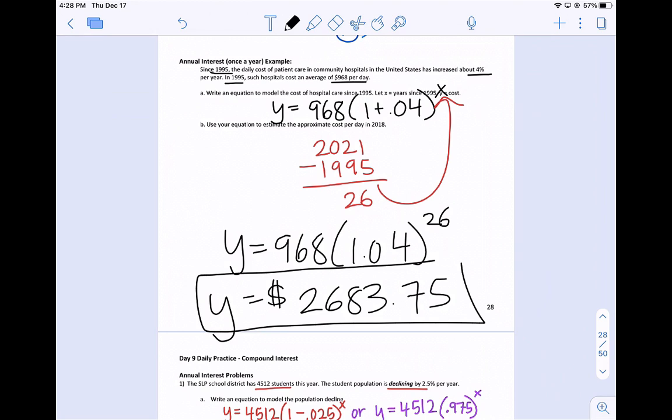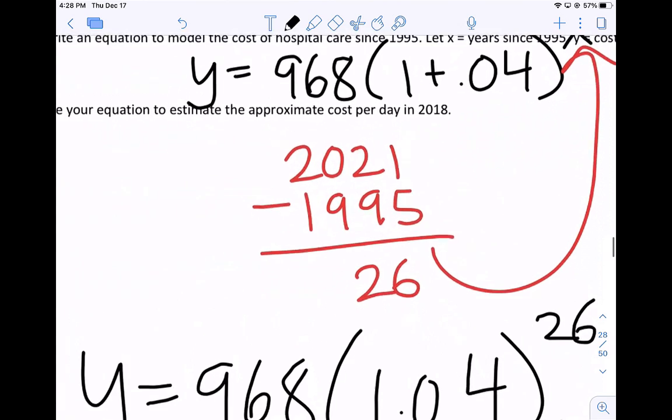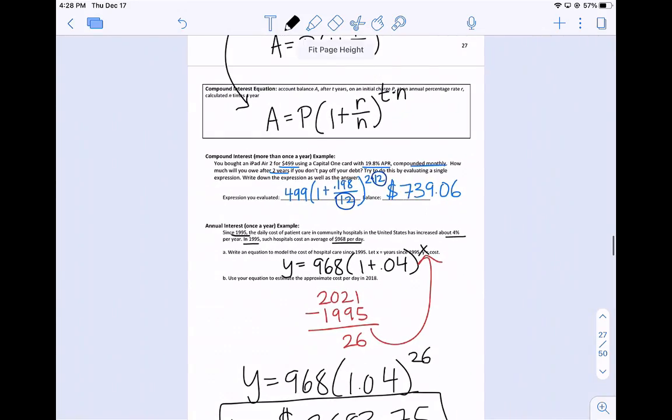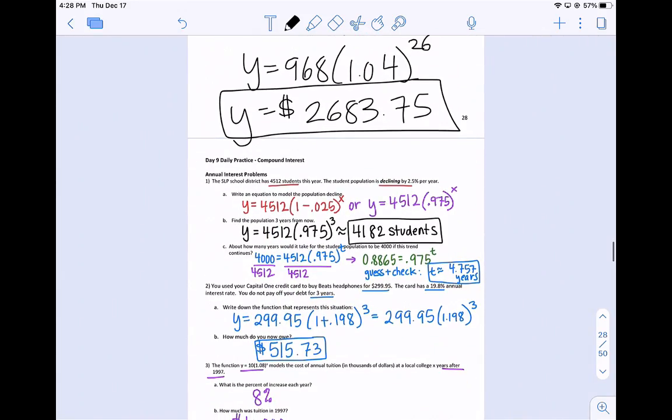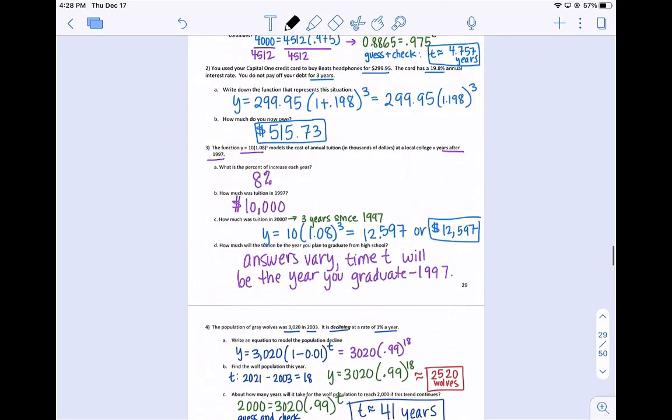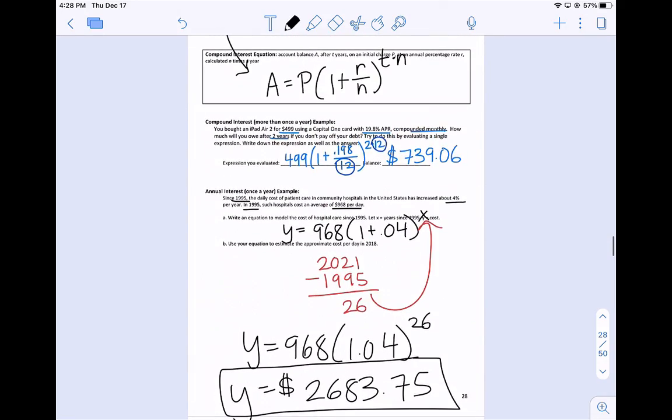It grows pretty quickly. So your goal today is to practice more of these review problems where it's simple interest, but then also take a look at if they compound it more than once a year. So your assignment is to complete the next 2 pages in your packet, 29 and 30, and I'll attach the answer key onto Google Classroom so that you can check your answers.